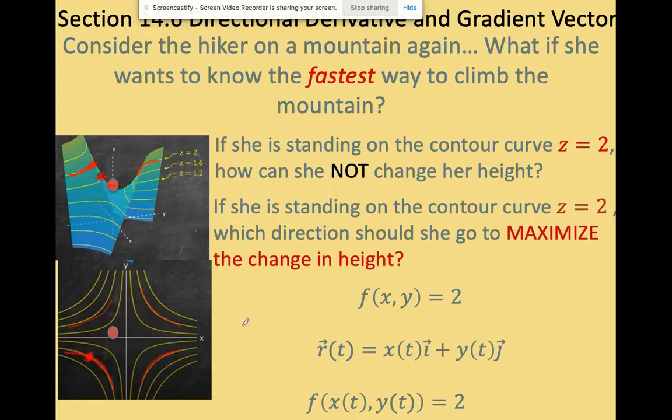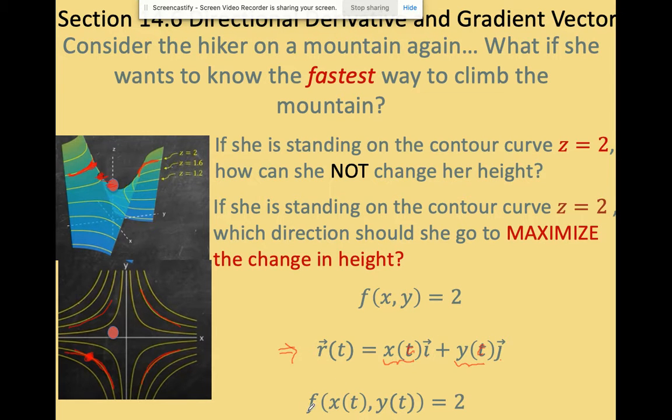Well, that curve up in 3D space, didn't we learn this before? How do I write the equation of a curve in space? It's the horizontal position with respect to time in the i direction and the vertical in the j direction. So if I want to think about how I'm walking along this surface, and how my elevation changes with respect to time, isn't that the chain rule?